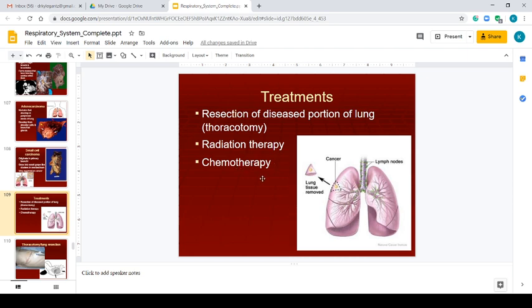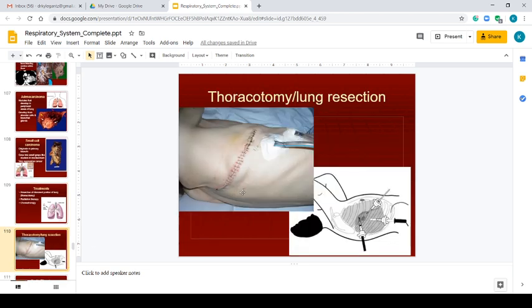Okay, so when you look at this, when you talk about cutting it out, here's someone who has had their thorax opened up. They went in there, they took out the spot, and sewed them back up.